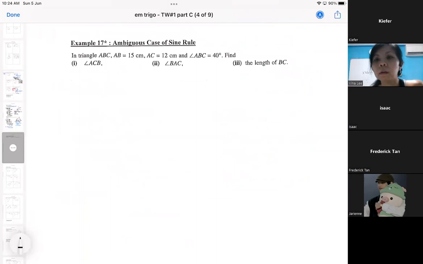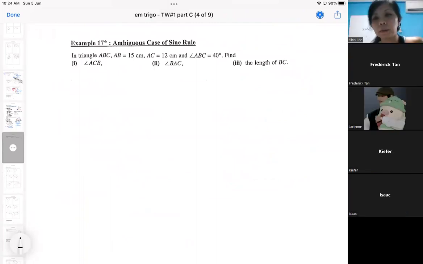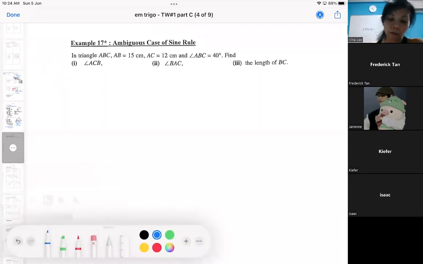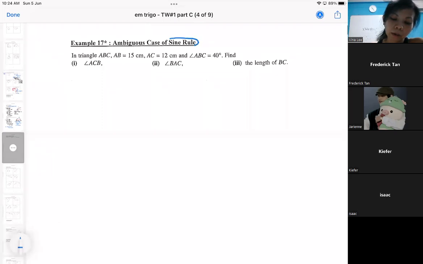Okay, so for this question, we will be having an ambiguous case for sine rule. Only for sine rule, there's an ambiguous case. Cosine rule, there's no ambiguous case. So for sine rule, why is there an ambiguous case? Because the angle can be acute or obtuse.